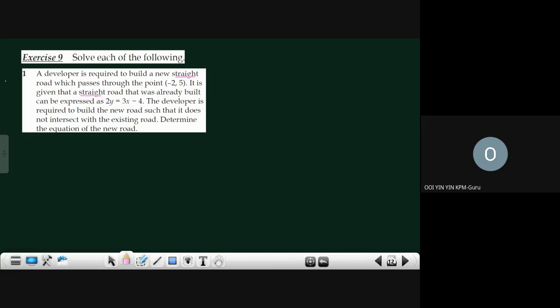Okay, now we read the questions. A developer is required to build a new straight road.